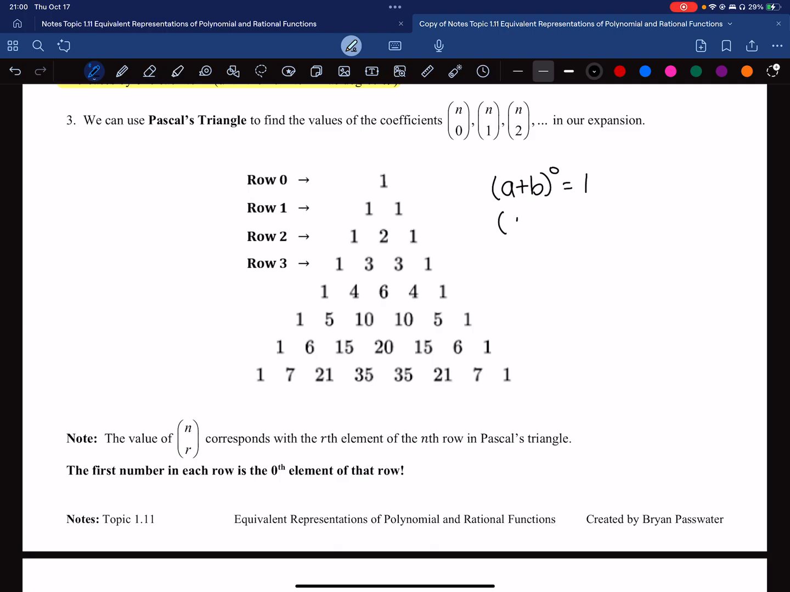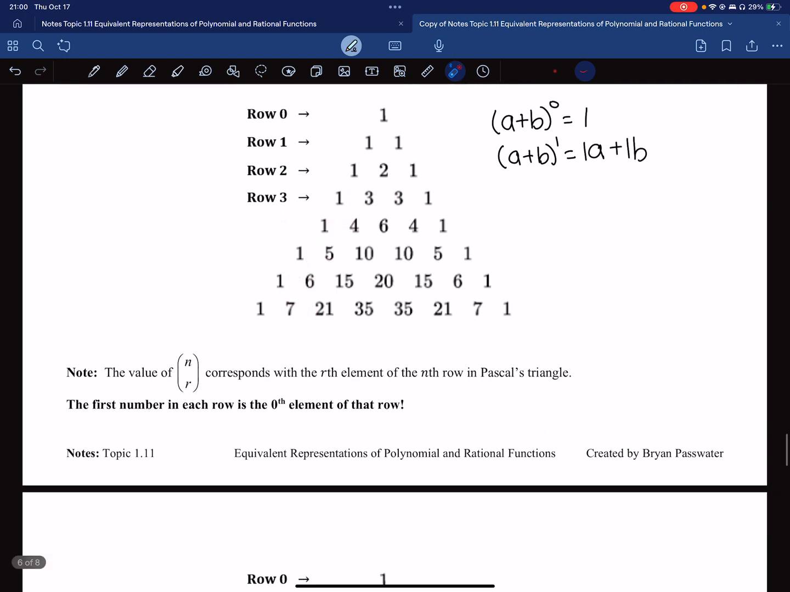If you take a plus b to the first power, well, then that's just 1a plus 1b. And that's why that row is 1, 1. Then we've already done a row 2 and a row 3, okay? And it keeps going. Row 4, row 5, row 6, row 7. The row number comes from the second number in each line, okay?